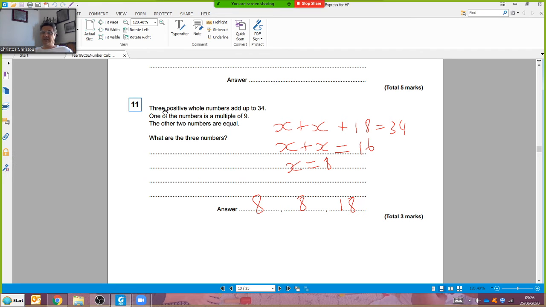Okay, so it's all about reading the question really carefully and having a go. And of course you can test out to see if the answers do add up to 34 and whether it fits these two constraints. And the constraint is one's got to be a multiple of 9 and the other two have got to be the same. Okay, you've got to obey that, otherwise you may go for 1 plus 2 plus 31. Not allowed, okay?